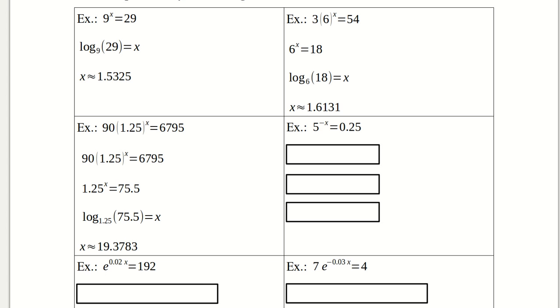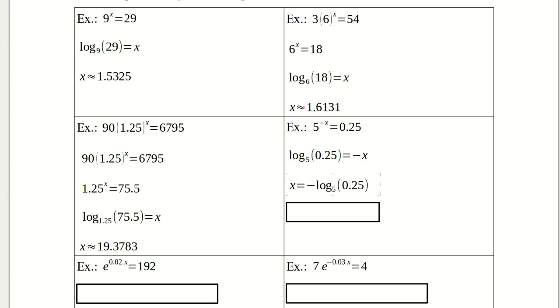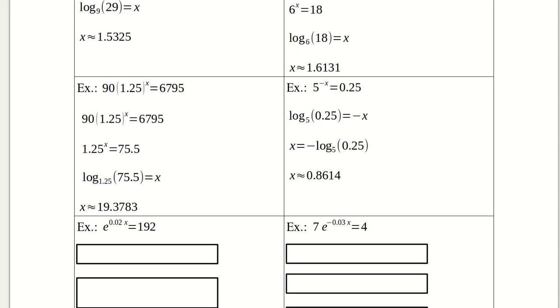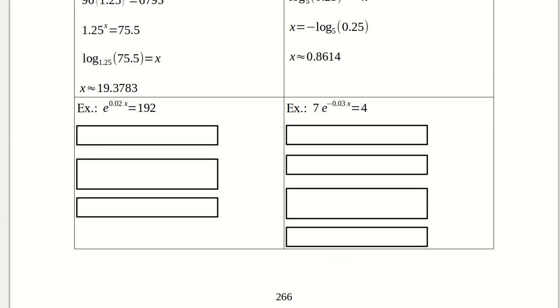The next example, we can translate it as we see it because we have a base and an exponent. Granted, the exponent is the opposite of x, but we can translate this as we see it. This is a log base 5 of 0.25, and that equals the opposite of x. We're going to get the x by itself, change the sign on both sides, and then put this into our calculator. Approximately 0.8614.